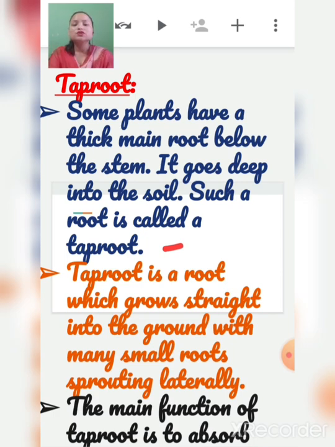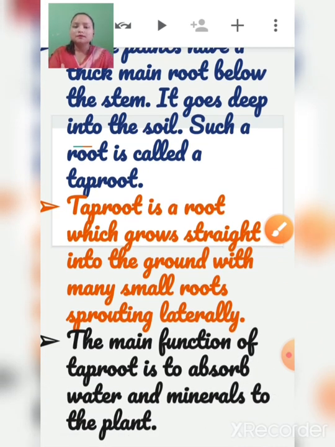Taproot is a root which grows straight into the ground with many small roots sprouting laterally. The main function of taproot is to absorb water and minerals for the plant. So taproot is a thick main root which goes straight into the ground with many small roots sprouting laterally. The main function is to absorb water and minerals.